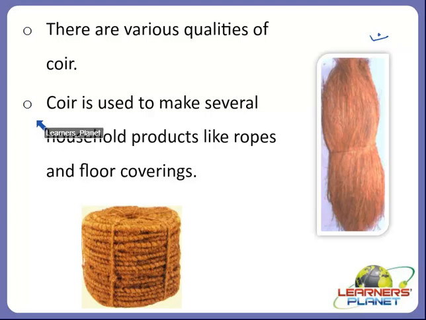Young coconuts produce white fiber, which can be used for the production of yarn, for the production of rope, and even for fishing nets. Even the older coconuts produce brown fiber, which can be used for brushes and mattresses. So young and old coconuts both produce white fiber and brown fiber respectively, which are used for the production of many things like yarn, rope, fishing nets, brushes, and mattresses.